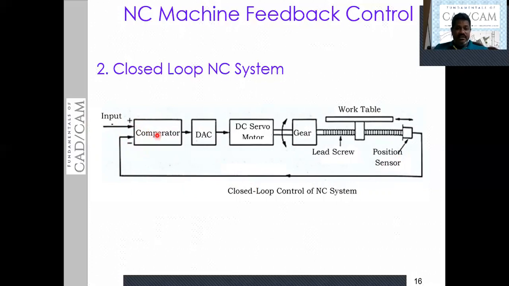If there is any difference, it will process the signal to get the zero error. If the difference between the feedback signal and the input signal is zero, that means there is no error. In that case, the comparator is not going to adjust or process the input signal. It sends the input signal as it is to the digital to analog converter.